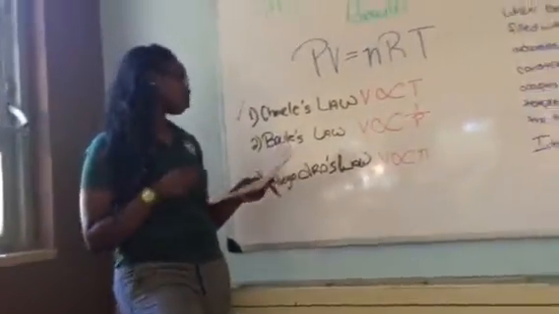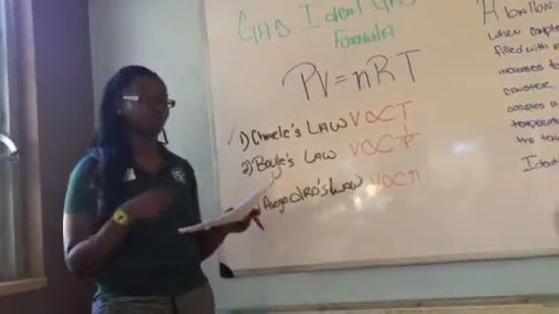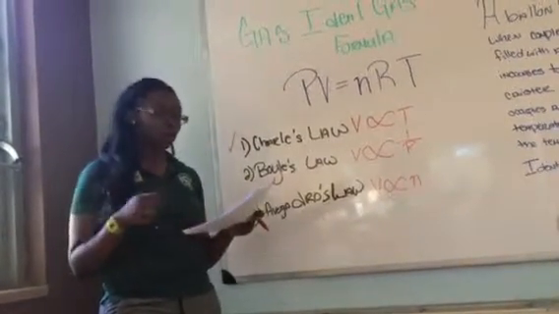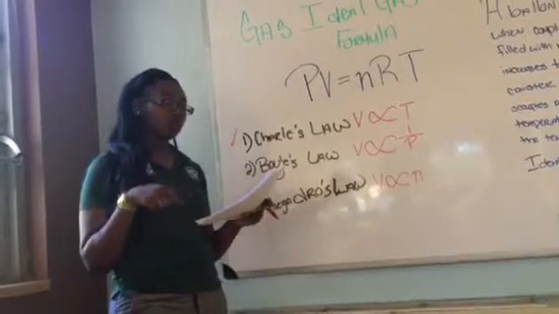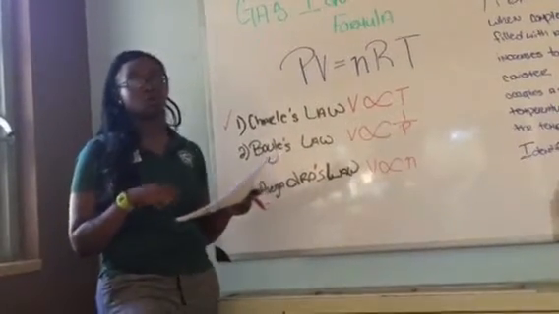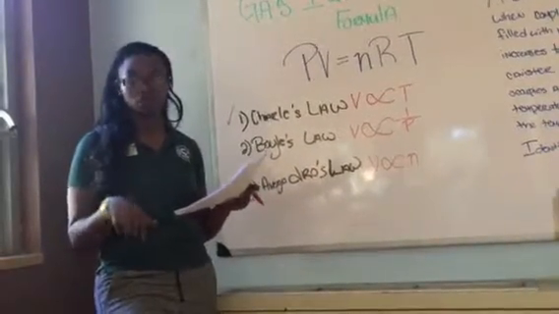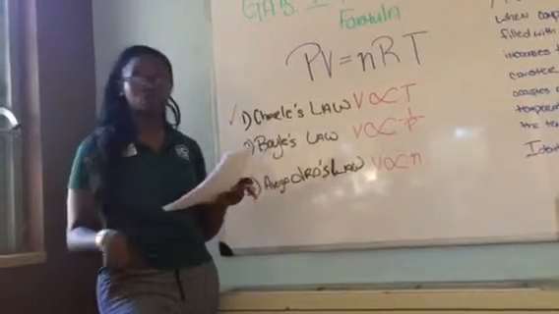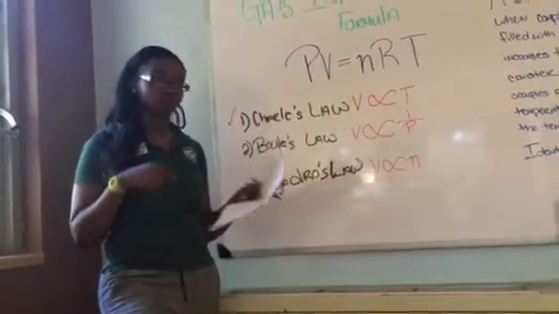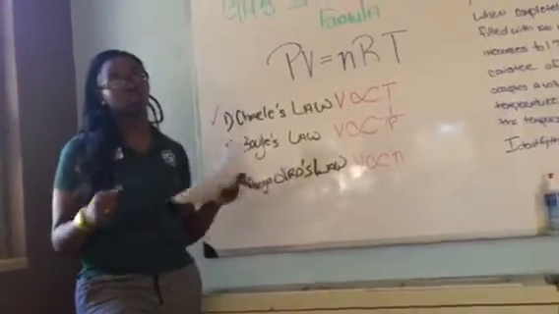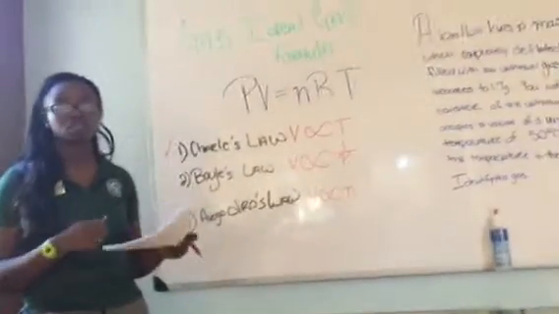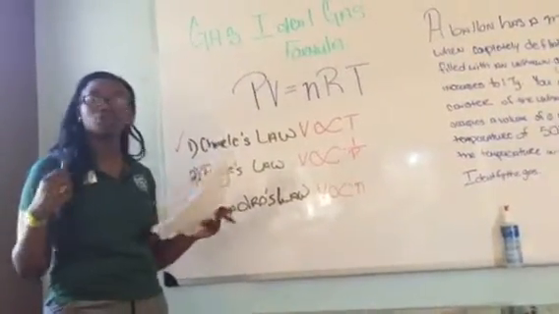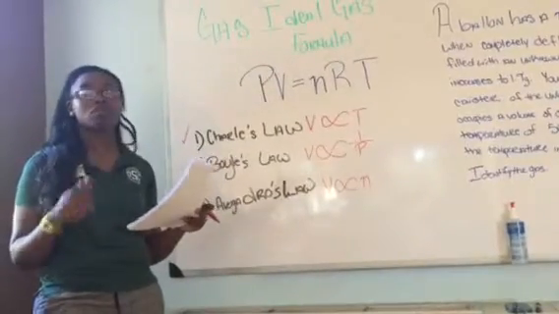So unlike Charles' law and Avogadro's law, which we will talk about after Boyle's law, P and V are inversely proportional, meaning that when pressure goes up, volume goes down. When volume goes up, pressure goes down. So it's not a direct relationship, it's an inverse relationship, meaning that they just go opposite whenever they're being dealt with. So if one is very high, then you know the other one is very low.